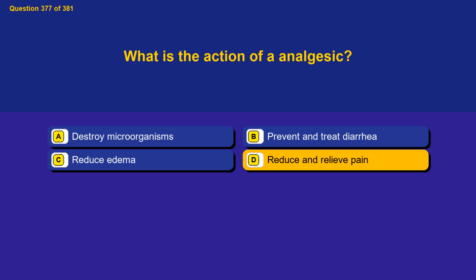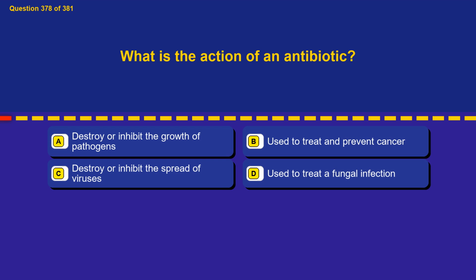The correct answer is option D, reduce and relieve pain. Question 378. What is the action of an antibiotic? Option A, destroy or inhibit the growth of pathogens. Option B, used to treat and prevent cancer. Option C, destroy or inhibit the spread of viruses. Option D, used to treat a fungal infection.